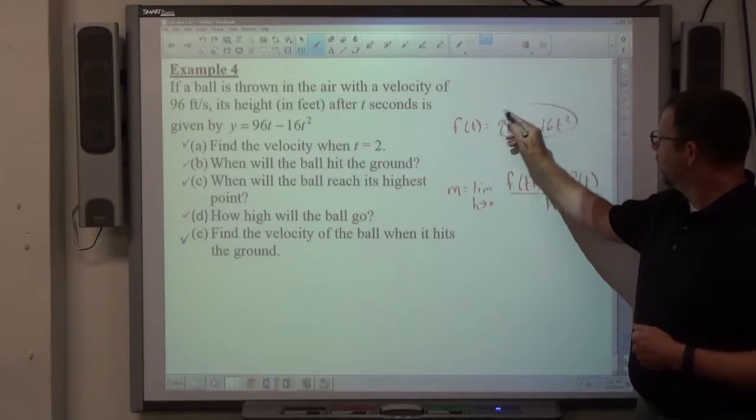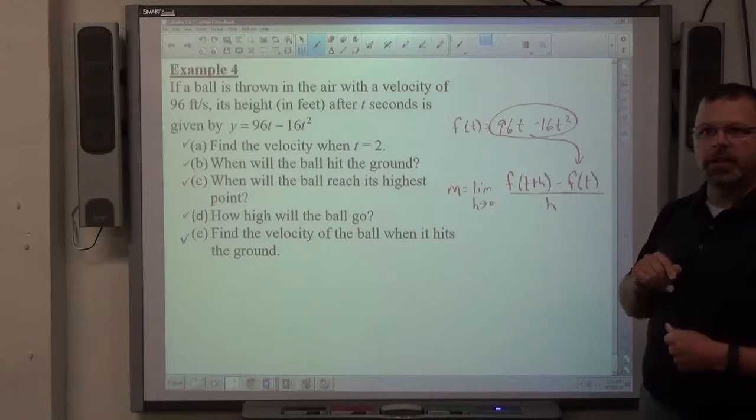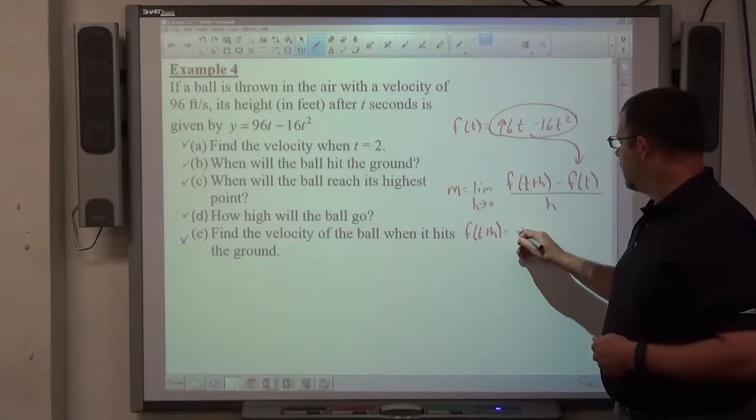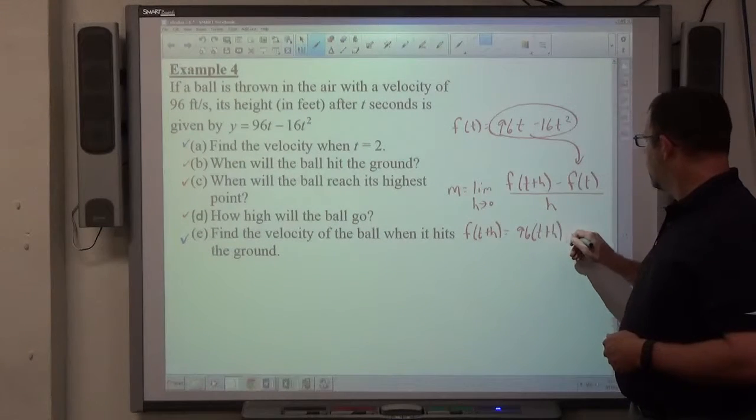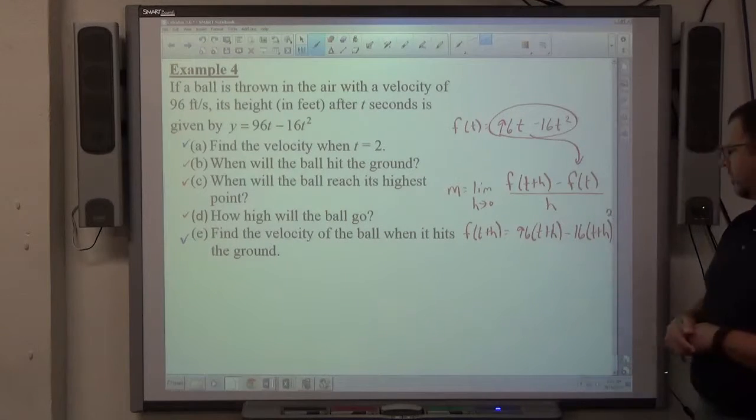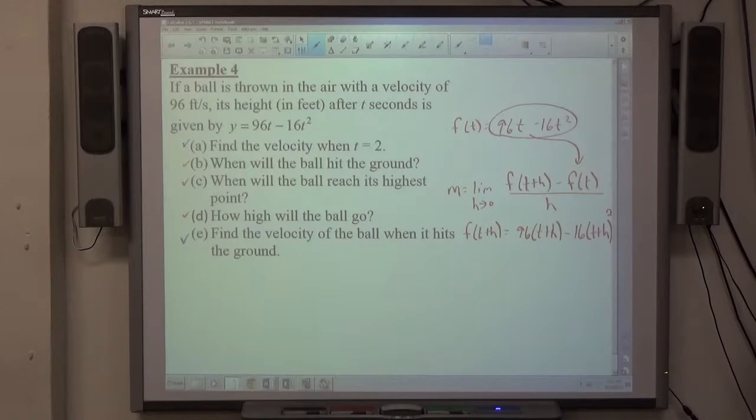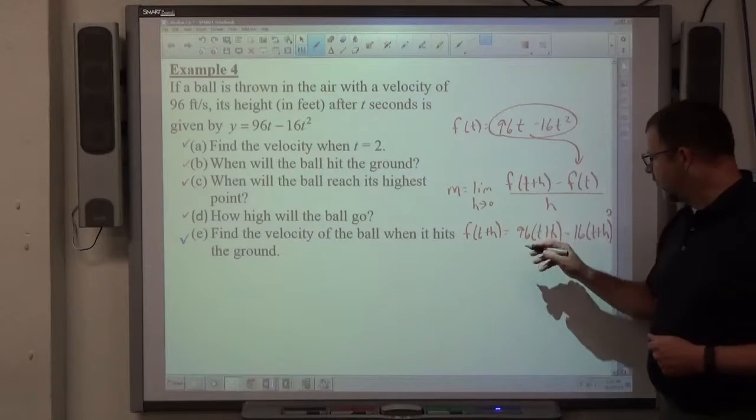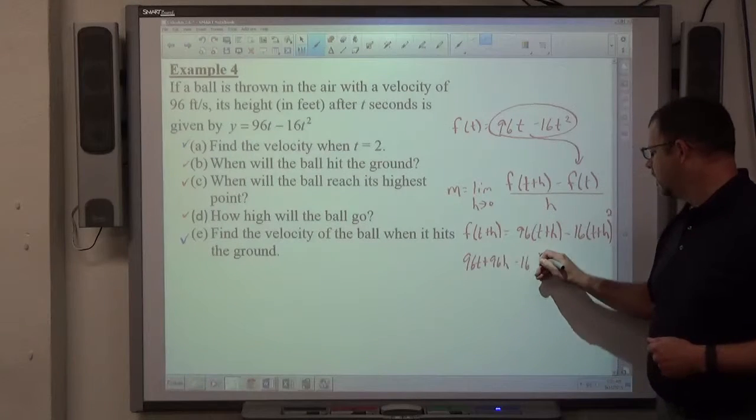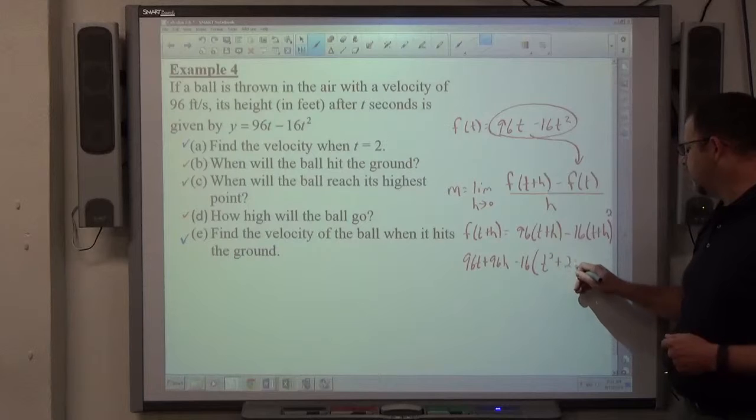And f of t goes there, h goes there. The only thing we need to figure out is what f of t plus h looks like. So if I do f of t plus h, it's going to be 96 times t plus h minus 16 times t plus h squared. And as we've done so far in problems of this variety, I'm going to simplify that as much as possible. This is very much like we did on Friday. We have a polynomial structure, just a matter of simplifying the polynomial. 96 times t plus h is 96t plus 96h. T plus h squared is t squared plus 2th plus h squared.